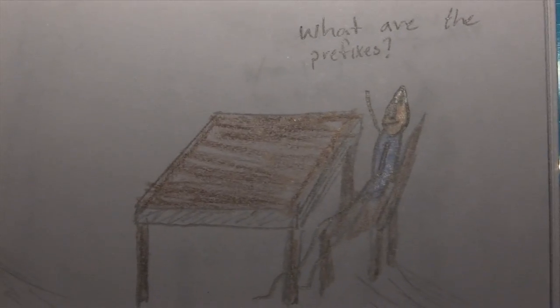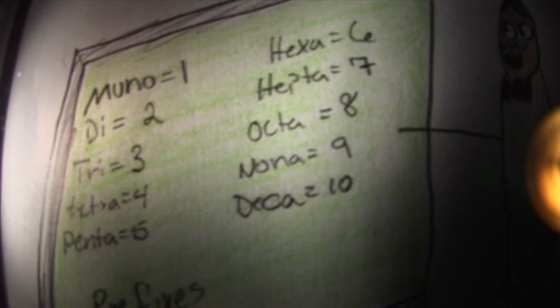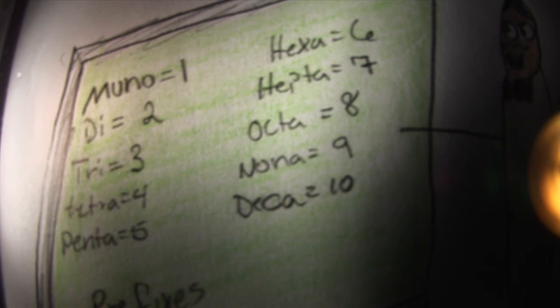What are the prefixes? Well, the prefixes are mono equals 1, di equals 2, tri equals 3, tetra equals 4, penta equals 5, hexa equals 6, hepta equals 7, octa equals 8, nona equals 9, and deca equals 10.